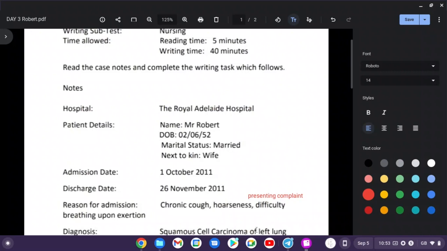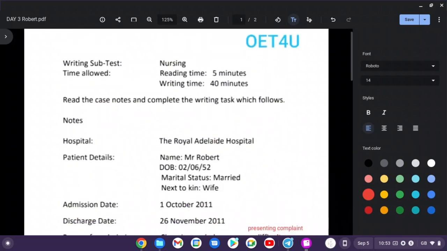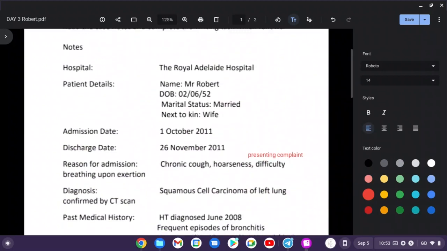And after that we had the diagnosis. He got squamous cell carcinoma of left lung confirmed by CT scan. That was done at the hospital, at Royal Adelaide Hospital. So this is the diagnosis. So those are two different things. You have done some diagnosis at the hospital and found that the patient's condition is squamous cell carcinoma of left lung confirmed by CT scan. Okay, so after that, past medical history is given.